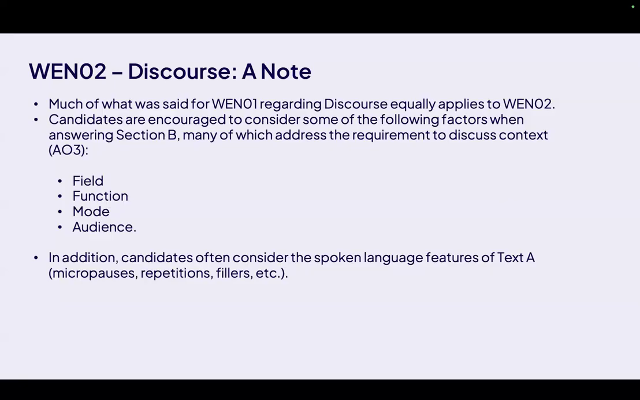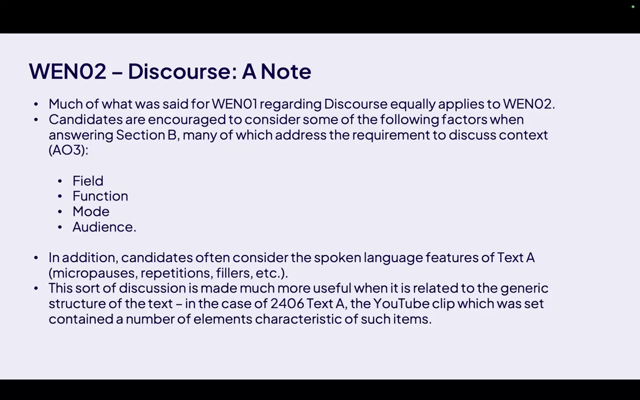Nowadays, students like to pepper their conversation, if you speak to them, with things like man or bro or like. I say, what's that word like? Why is it there? But that is how language is developing. So anything that is peppered in the transcript can be mentioned. A discussion is made more useful when it's related to the generic structure of the text. So the YouTube clip contained a number of elements characteristic of such terms.